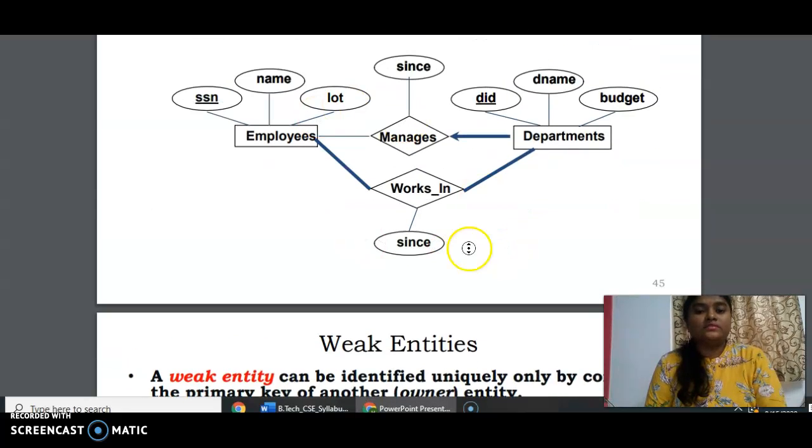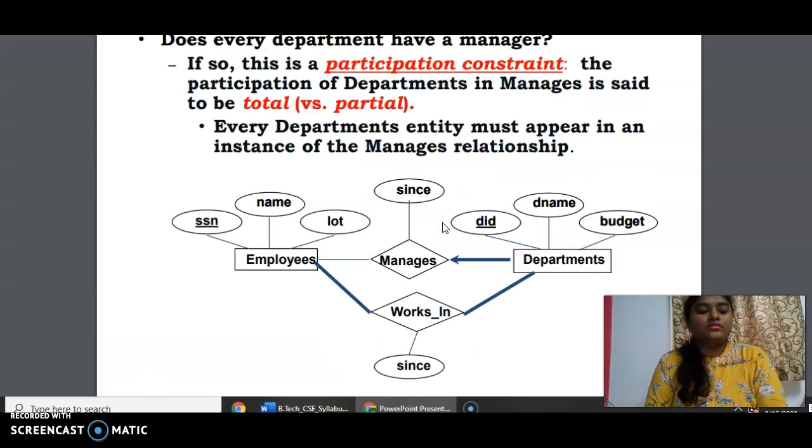Coming to partial participation. So what is this partial participation? It specifies that each entity in the entity set may or may not participate in the relationship. So it is not compulsory that all the entities should participate in the given relationship. That type of participation is known as partial participation. It is represented by a normal straight line. Okay, a normal straight line.